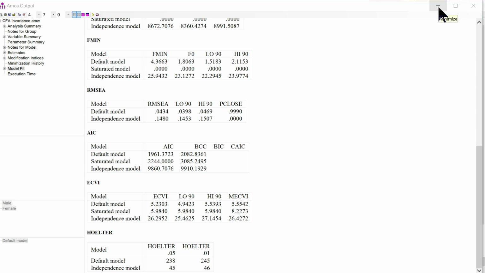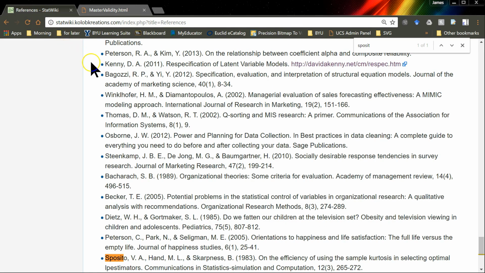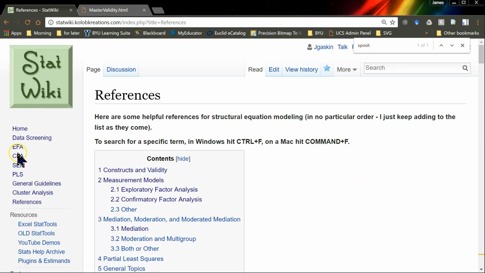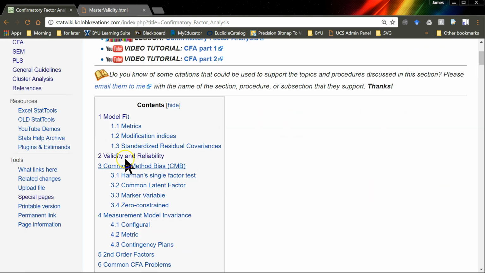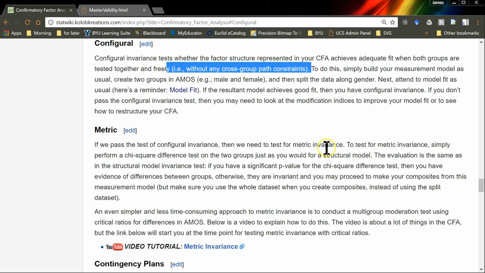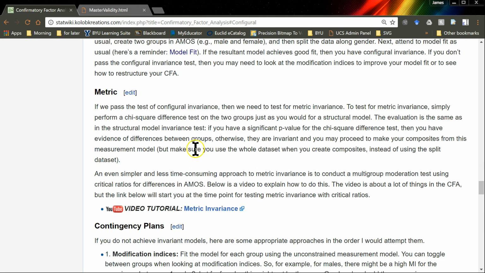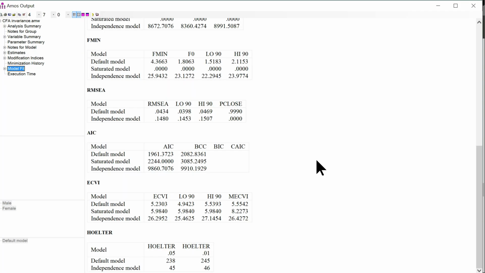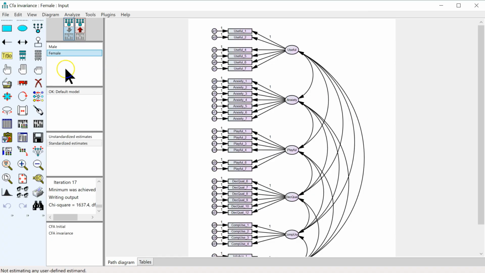But first I'm going to go over to my stat wiki and see if I can remember what configural invariance is. It's bad when I don't remember. CFA, and we'll go to invariance, configural. Okay, configural invariance tests whether the factor structure is the same across groups when they're tested freely, no constraints. Okay, so that's what I just did. Excellent, and there's a video for it. Okay, metric invariance is where we constrain paths to be equal. Excellent, and then do a chi-square difference test between the unconstrained and the fully constrained. So let's do that.